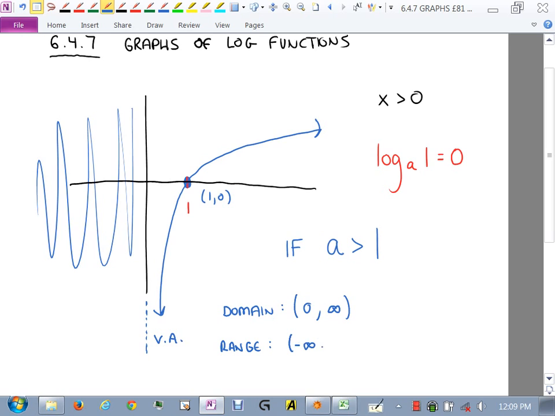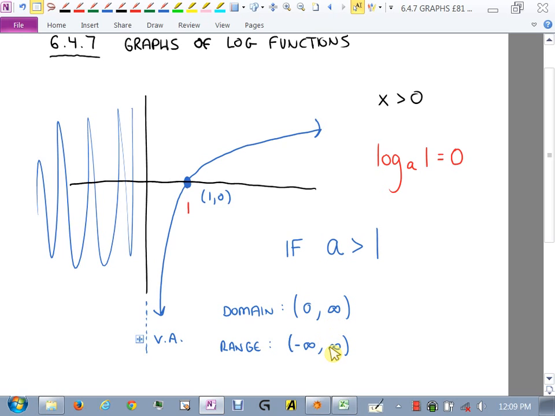Negative infinity to infinity. So look, the graph exists to the right of 0. That's why its domain is 0 to infinity. If I look at the y values, this keeps going down forever. So I've got y values all the way down. This grows to the right, slowly, but it grows. So I have y values all the way up. So my domain and my range are these two.